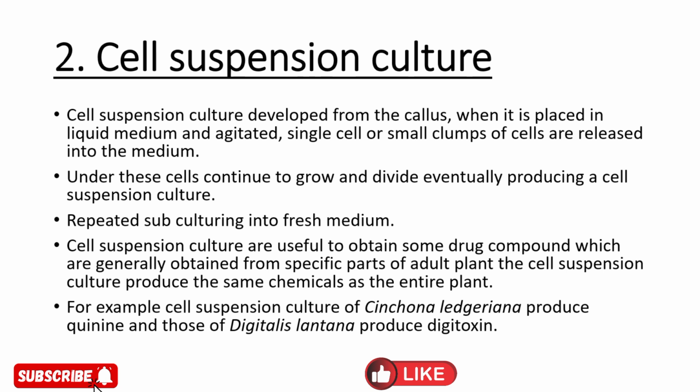Cell suspension cultures are useful to obtain drug compounds which are generally obtained from specific parts of adult plants. The cell suspension culture produces the same chemicals as the entire plant. For example, Cinchona ledgeriana cells can be grown in cell suspension culture to produce the important drug quinine, which is used as an anti-malarial. And Digitalis lanata produces digitoxin, which is known as a heart tonic and given to heart patients.